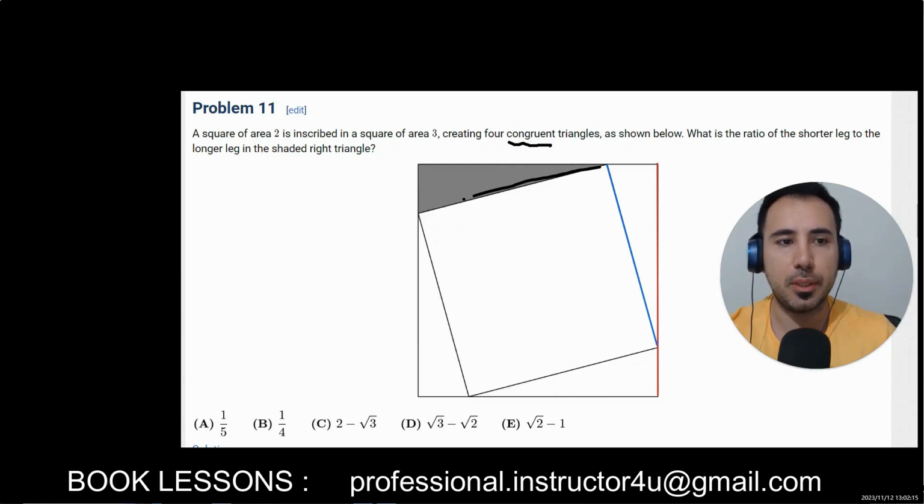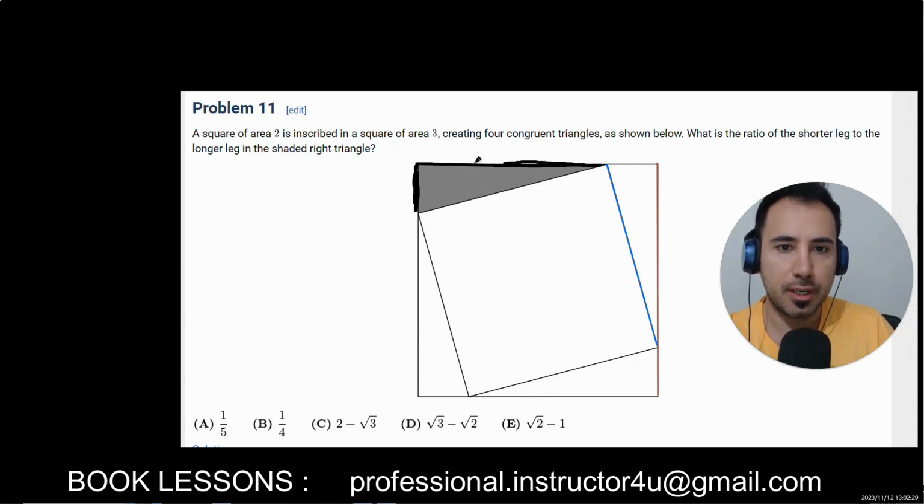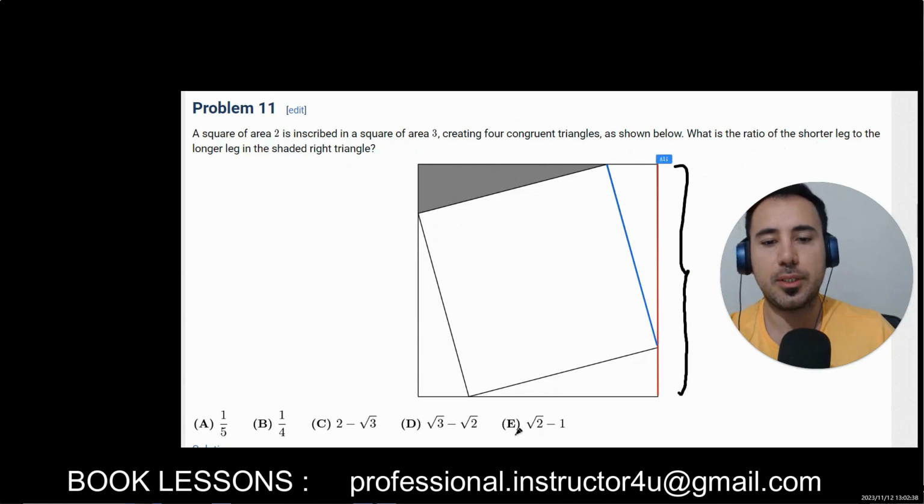It's just saying that all of them are the same and similar. Okay, as shown below. What is the ratio of the shorter leg, which is going to be this part, to the longer leg of this one shaded triangle? So we just want to find these two, the ratio of these two. So let's focus on this red side. What is this red side?